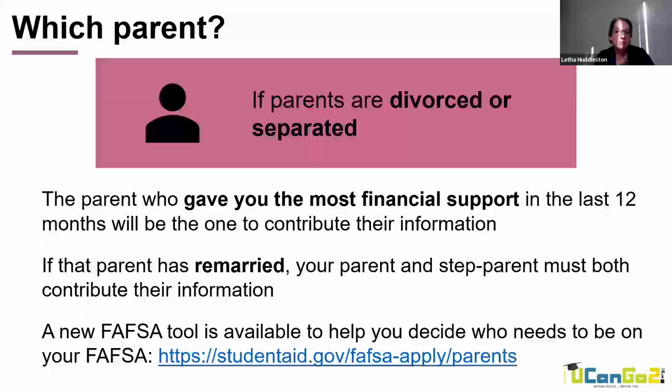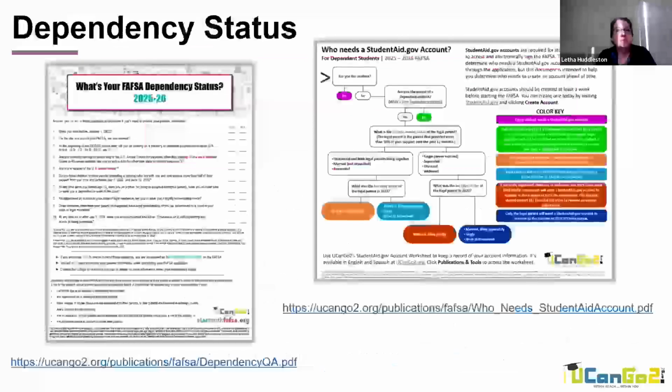Last year, the parent wizard was added to the online FAFSA, where the wizard would ask about the circumstances with the parents, and it would help that student determine which parent or parents needed to create and contribute to that FAFSA. But now you can click on this link and go right to a standalone tool that is not inside the FAFSA, and a student can work through this in advance just to make sure they know who needs to sign as a contributor on their form.